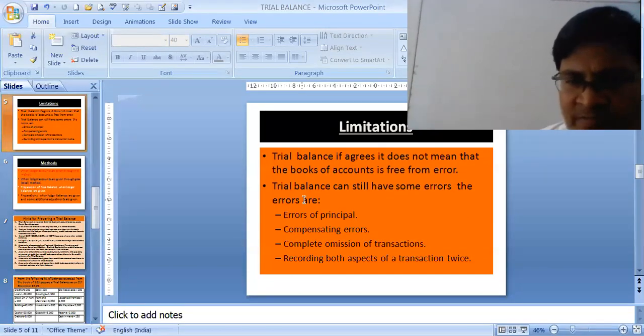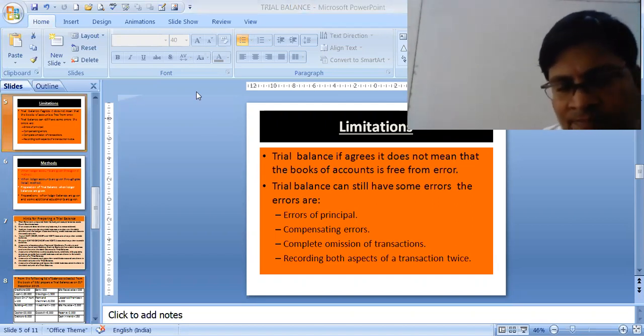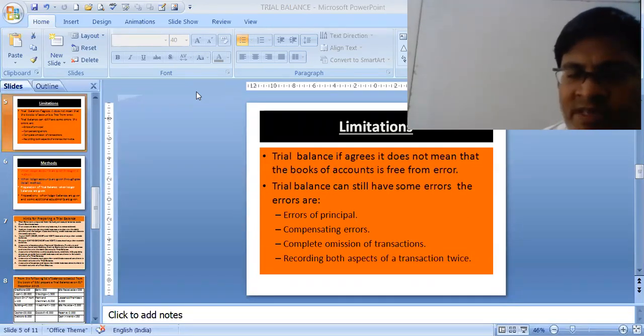These errors are errors of principle. What are errors of principle? Like I purchased machinery and I have paid the installation charges for that machinery. If somebody writes installation charges account debit to cash, our trial balance will match after preparing the installation charge account and cash account. But our machinery account will not show the installation charge, and that is wrong. Installation charge should be shown in the machinery account. So there is an error of principle: a capital expenditure treated as a revenue expenditure.